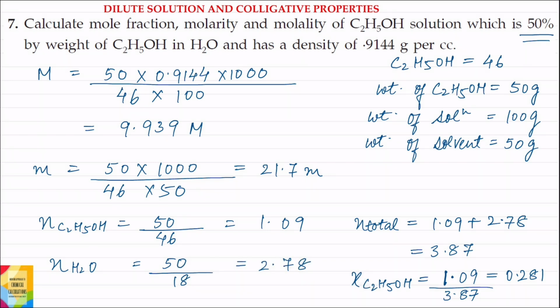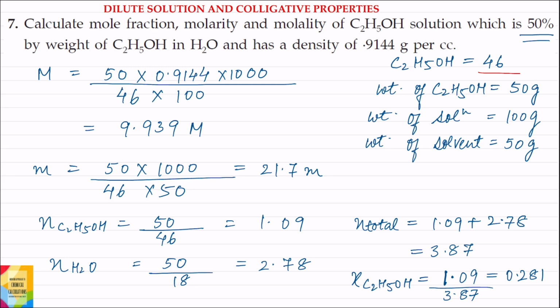Question 7. Calculate mole fraction, molarity and molality of C2H5OH solution which is 50% by weight of C2H5OH in H2O and has a density of 0.9144 gram per centimeter cube. Molecular weight of C2H5OH is 46.